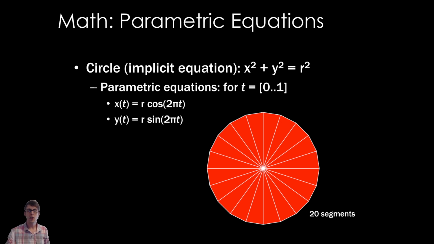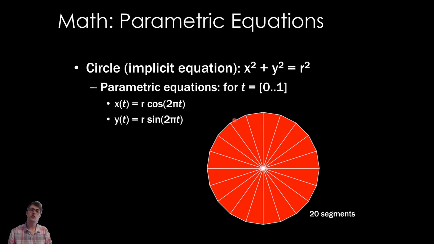This is a circle. We can define x and y in terms of a radius, the cosine and sine of 2 pi, and you just times t to set the angle. This is a parametric equation. And we can go all the way around the circle by changing t.